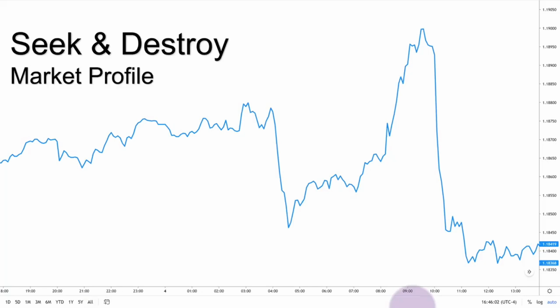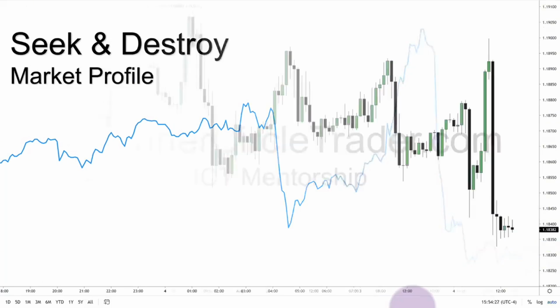Now, you've recently watched me do trading the seek and destroy profile. So now I'm going to show you with another example here that the market will seek specific levels of liquidity and how we can anticipate that and study it and learn how to, majority of the time, avoid it.